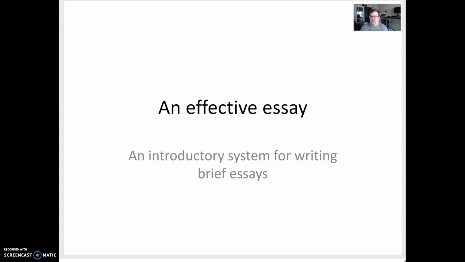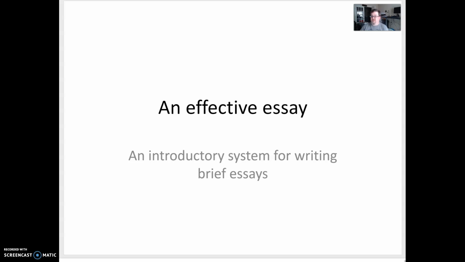Now, I want to make this very clear, this is not the only correct way to write an essay, but it's a very straightforward way to do it. And if you're starting out, this is a good place to start. You can start with this system and then make it more elaborate as you become a more advanced writer.